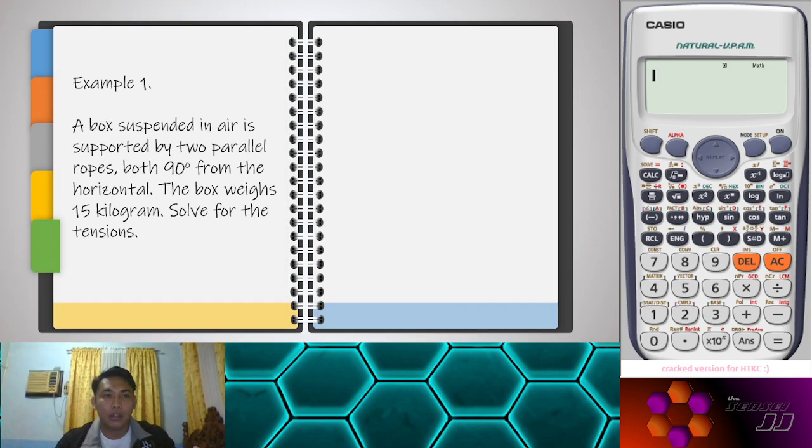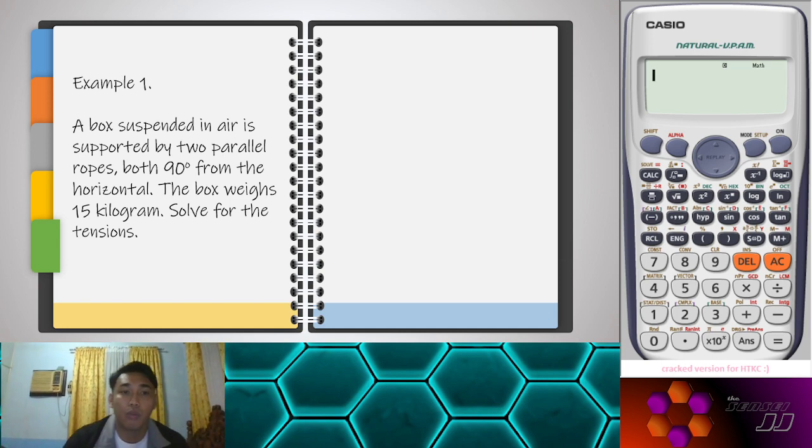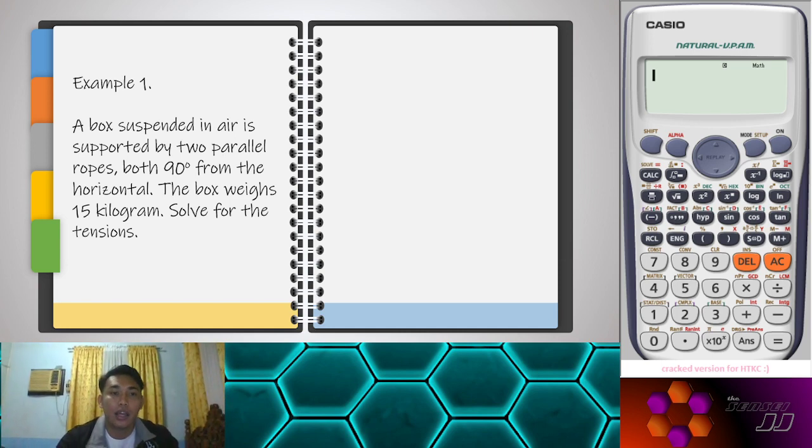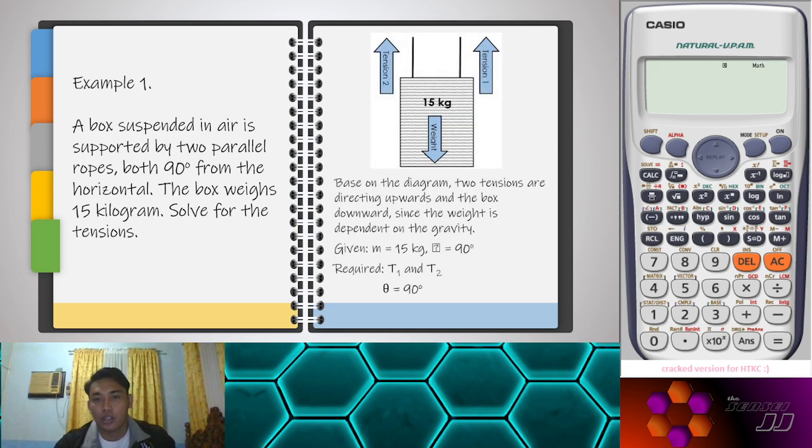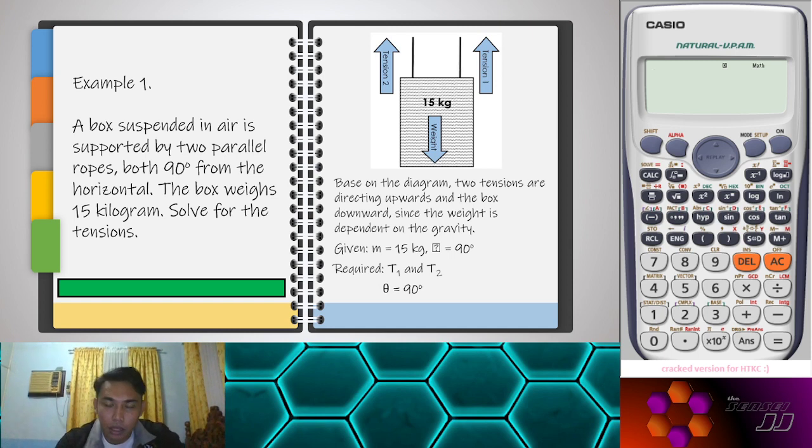So we have here, the first example is a box suspended in air supported by two parallel ropes, both 90 degrees from the horizontal. The box weighs 15 kilograms and solve for the tension. So based on the diagram, two tensions are directing upwards and the box downwards since the weight is dependent on the gravity. Okay, so we will be asked to solve for T1 and T2. So let's try to solve this one and then I'll be discussing this one.